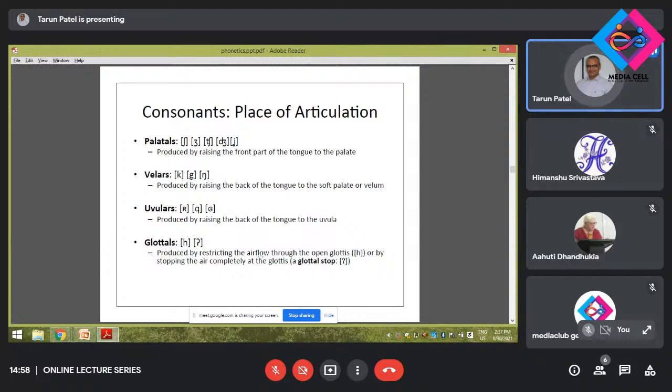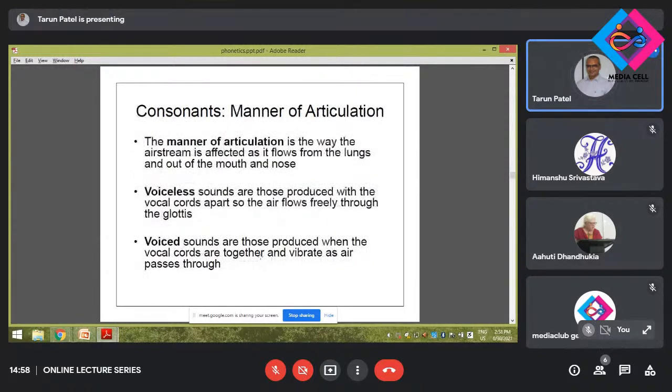All right, and uvulars, r, k, g, are produced by raising the back of the tongue to the uvula. And the glottals, that's h, are produced by restricting the airflow through the open glottis, as in hero, right? We don't say hero. Or by stopping the air completely at the glottis, the glottal stop, we call it, right?